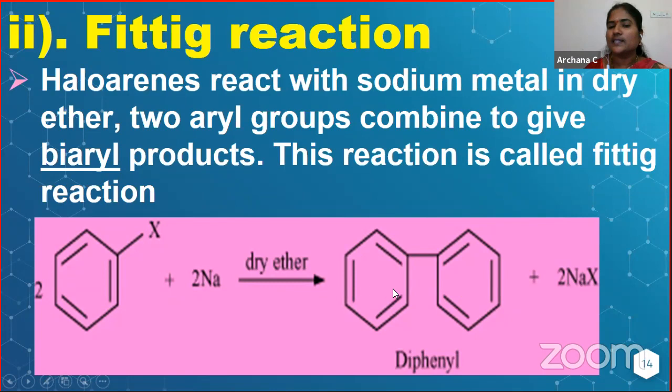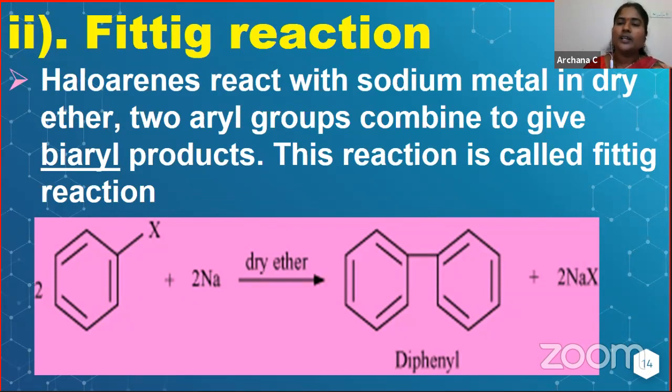What is the biaryl product here? The diphenyl group is going to be formed. This reaction is called the Fittig reaction. So these are the two reactions we can study under the reactions of haloarenes with metals, the Wurtz-Fittig reaction and the Fittig reaction. So this is about the chemical reactions. Nucleophilic substitution reactions we completed, electrophilic substitution reactions we completed, and reaction with metals we completed.